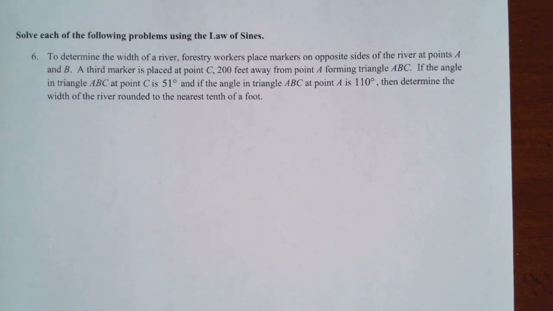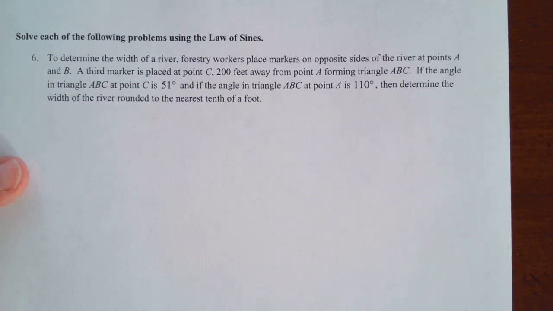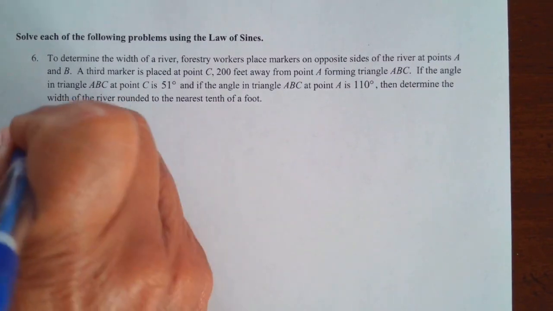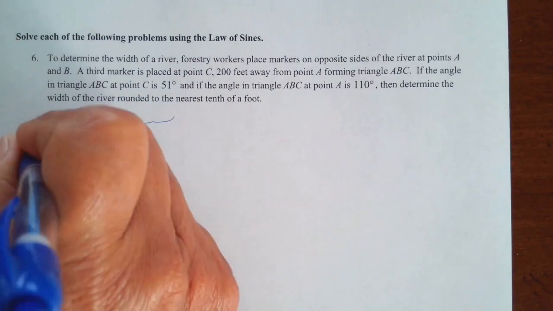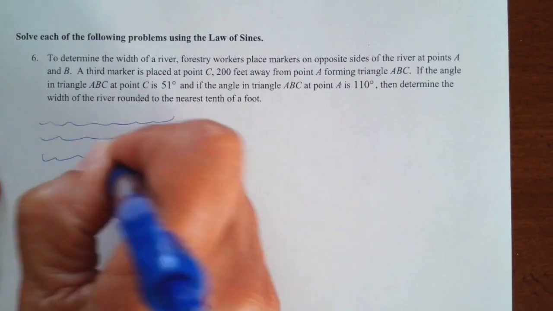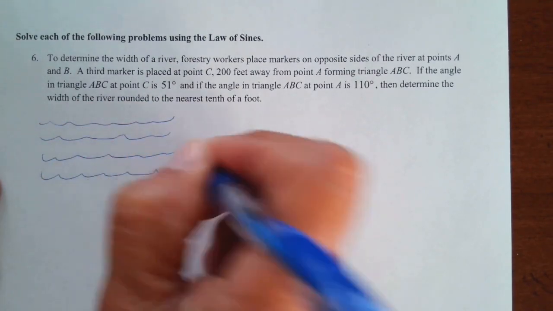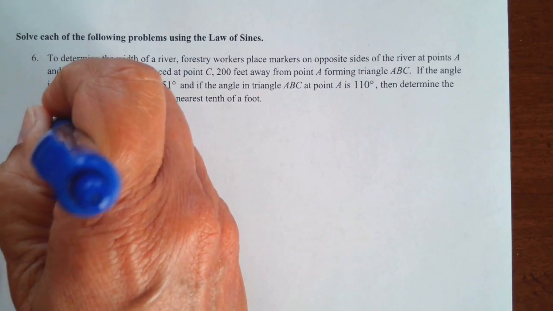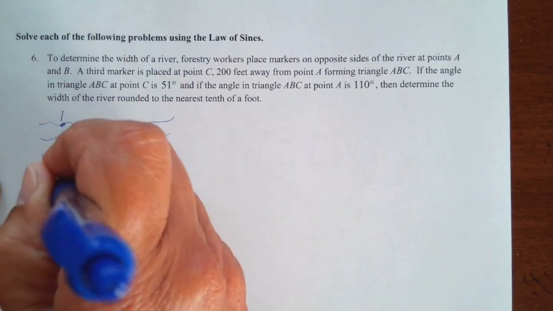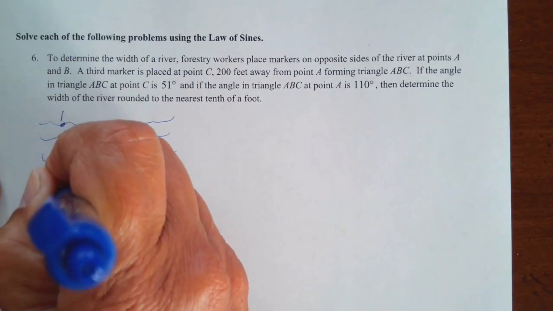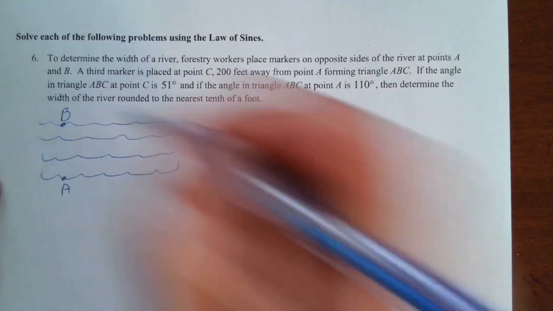Okay. All right, so this one says to determine the width of a river, forestry workers place markers on opposite sides of the river at points A and B. All right, so here's the river. So they're trying to figure out how wide it is. So they're going to put a marker here. I'm going to call this one B so I have a little bit more room. So let's call that A and that B.